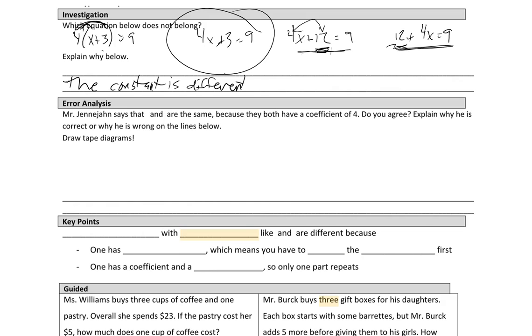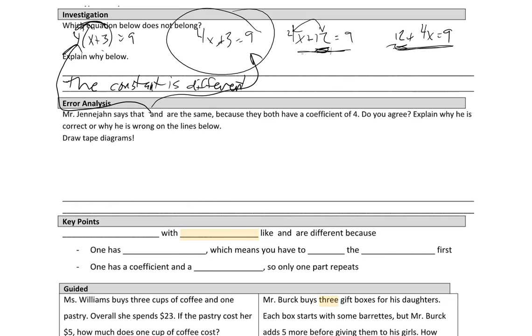All right. Mr. Jenny John is not that great at math. So he says that, and again, I'm not sure why this is missing, but it's on your paper, the first 2 are the same since they both have a coefficient of 4. Do you agree? We just talked about this, so I want you to pause and write your explanation if you agree.